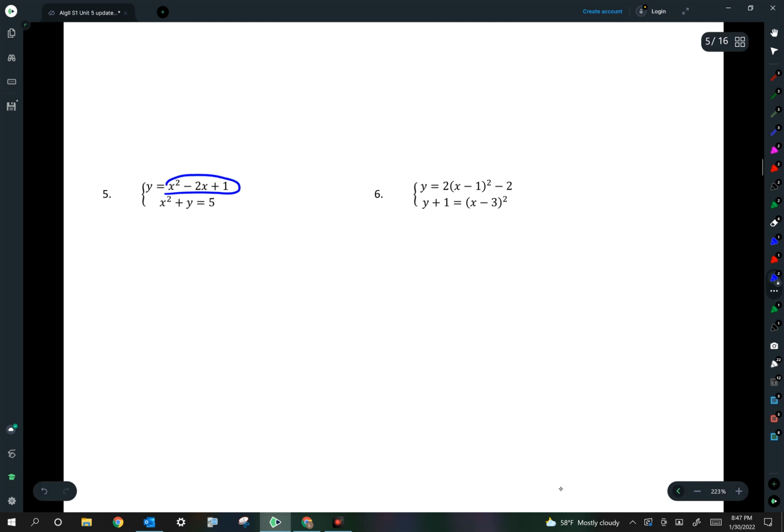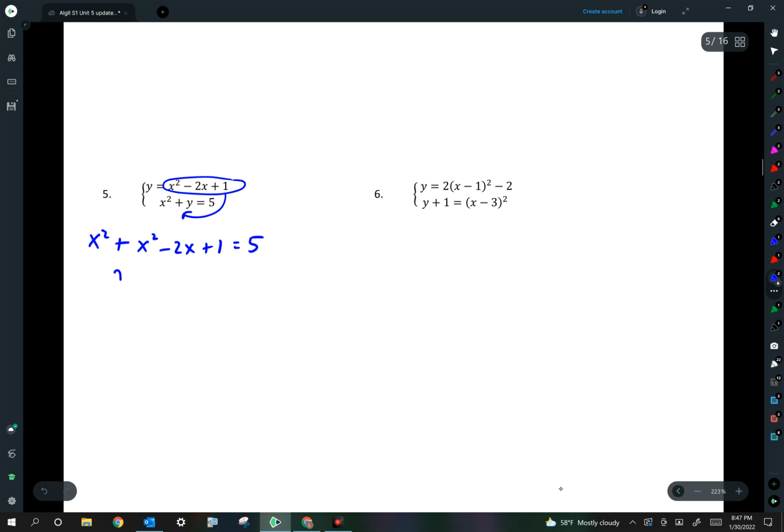this is already solved for y, right? I can substitute it in for y in the other equation. If I substitute in for y in the other equation, I'm going to have x squared plus, now in this case, if you want to put this in parentheses, you can, but it's not necessary because there's not a minus in front that I have to distribute.